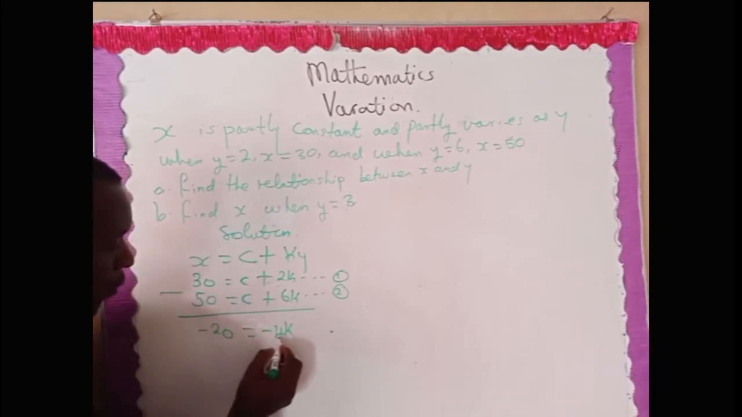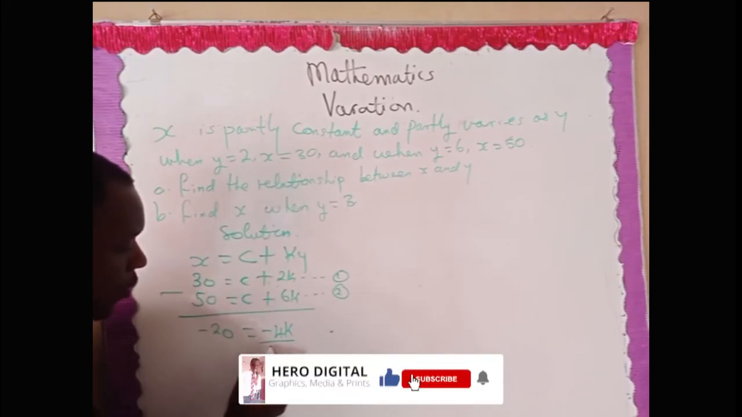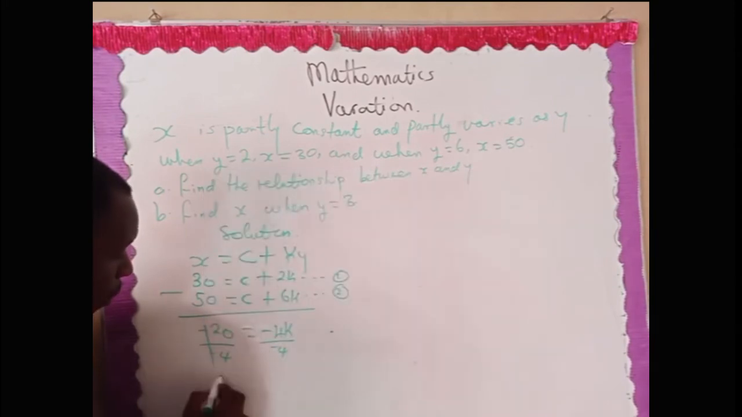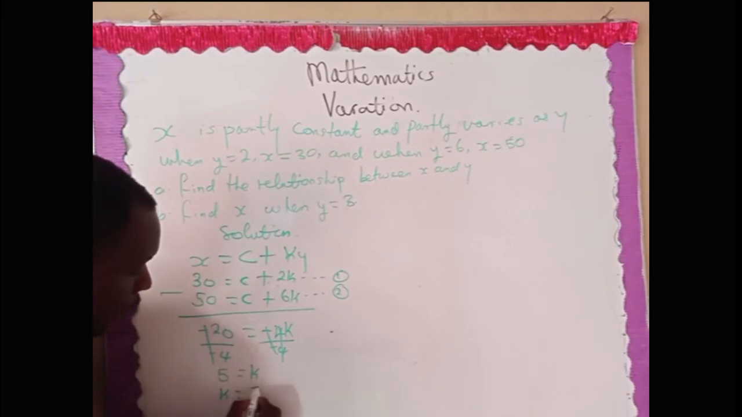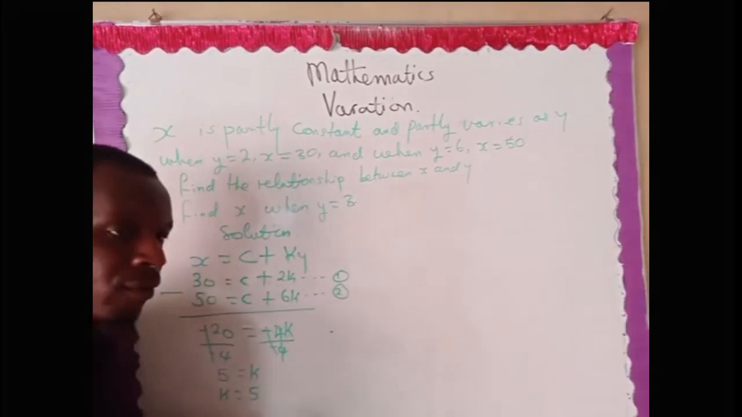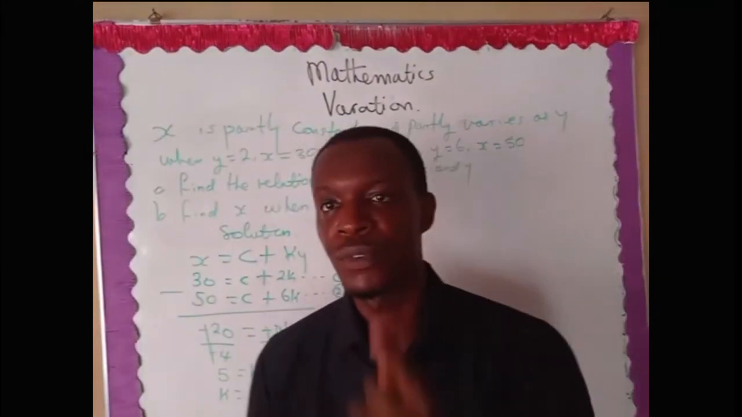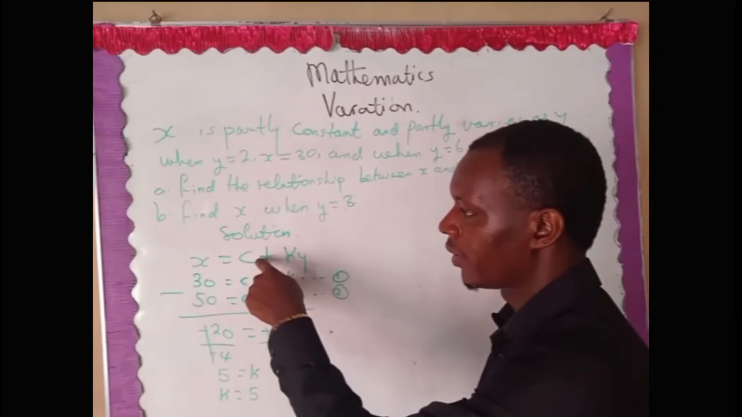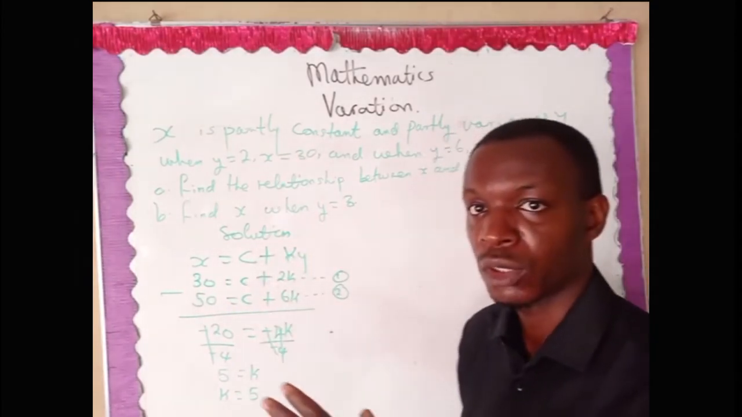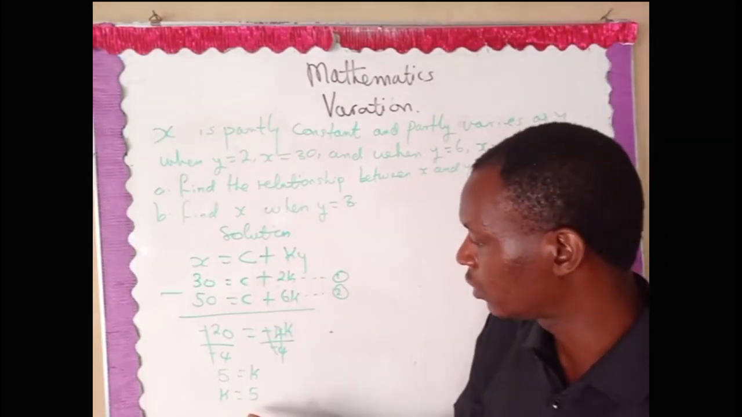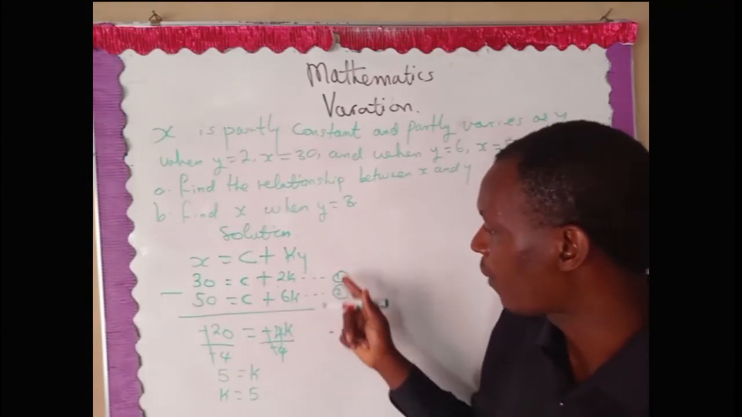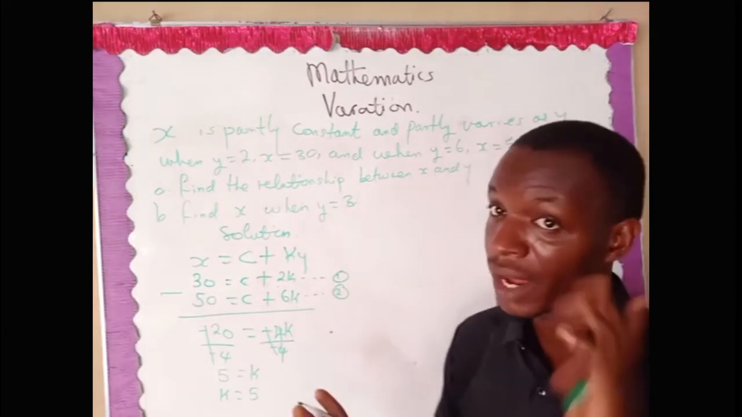Then divide both sides by minus 4, so I get minus 20 over minus 4 equals K over minus 4 over minus 4. The minus cancels the minus, and we have 5 equals K. So my K equals 5. So I have gotten the value of my K. Now let's get the value of C by using the substitution method. I will substitute K in either equation 1 or equation 2, whichever one, you will have the same answer.